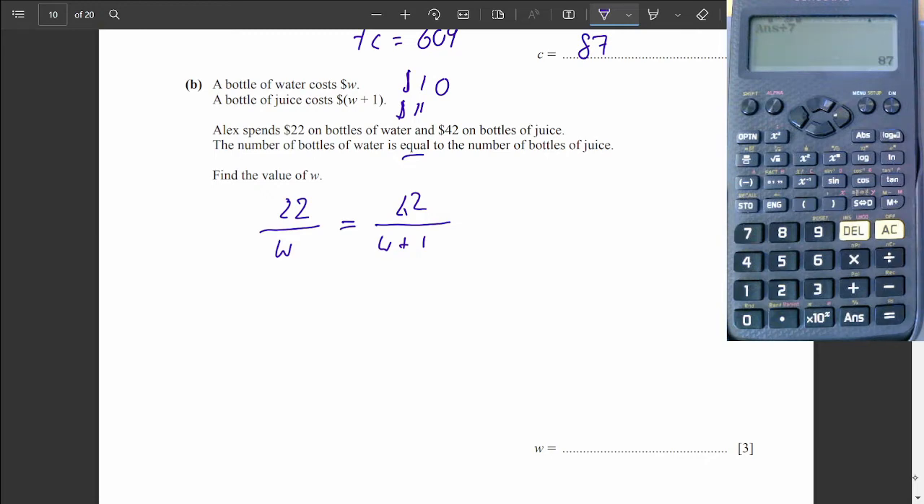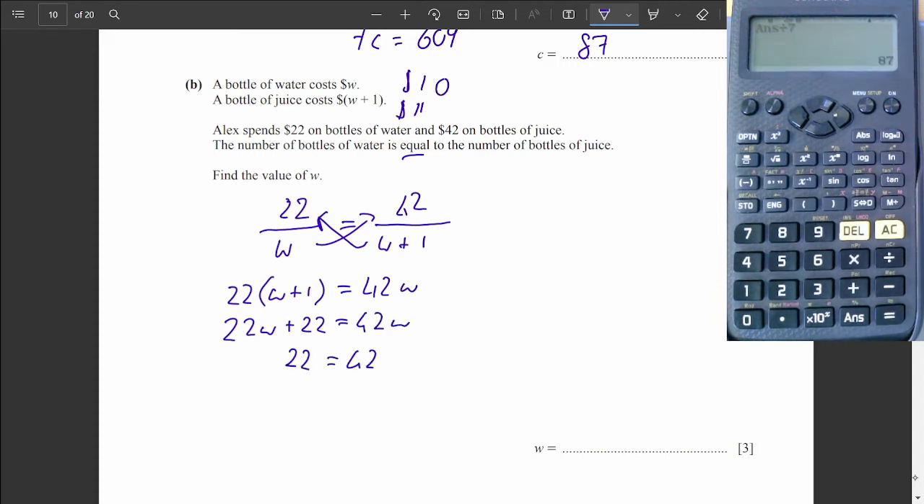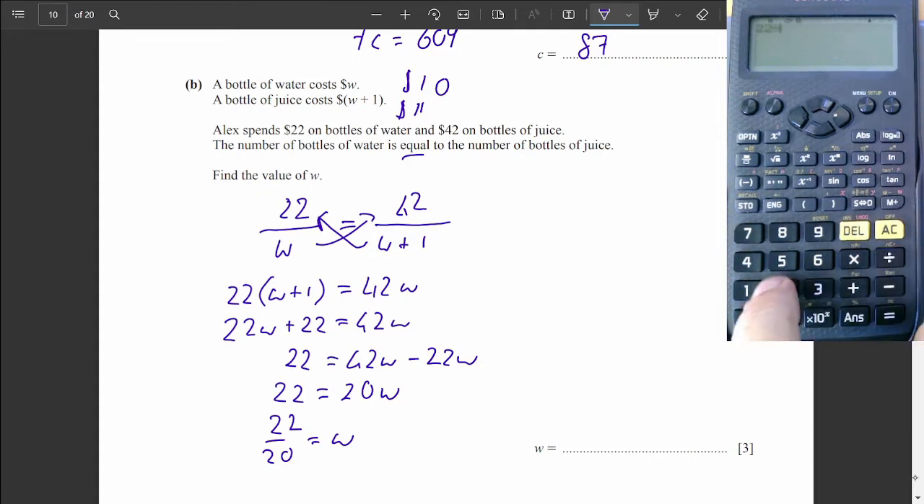All right, so to solve this, we need to first get rid of the fractions. I'm going to multiply this over there. That will be 22. Multiply that over there, 42W. Expand the brackets. Then I'm going to leave the 22 here. I'm going to subtract the 22W on the other side. That gives us 22 equals, what is 42 minus 22, of course, is 20. And then divided, so 22 divided by 20.